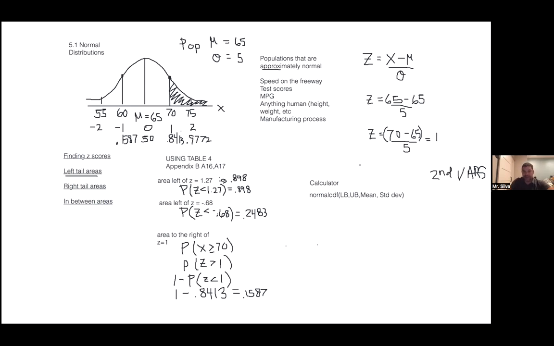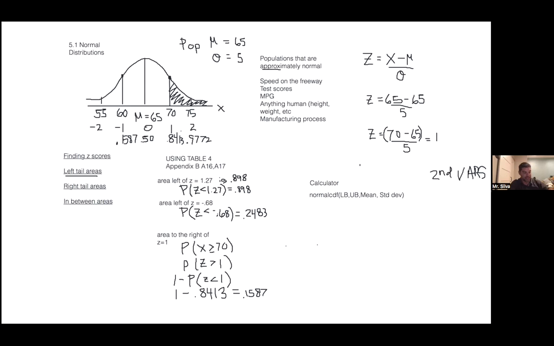This may not show on your calculator. Your calculator may show lower bound, upper bound, mean, standard deviation vertically, and then it'll say paste, and it'll paste it up to your screen. So let's do the area left of z equals 1.27. I'm going to do a left tail area, normal CDF. I'm going to use a really small number. In the textbook, they use negative 1,000 or negative 10,000, or I think it's already automatically set by default. If you have Stat Wizard, it says negative 1 E99.